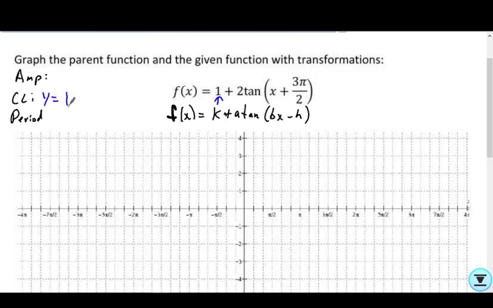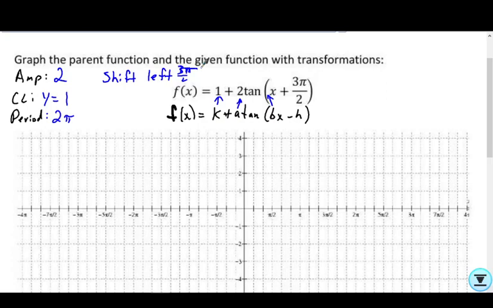So let's see. This is my k, which is my center line. So y equals 1. So it's been shifted up 1. My amplitude is 2. So I have a vertical stretch by 2. I have no change in period, so my period is 2 pi, but I do have a shift. So my shift is left 3 pi over 2. Okay?